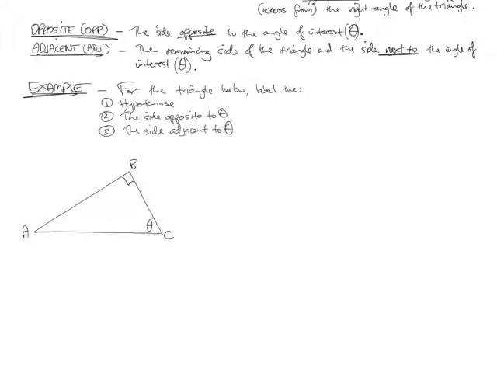Well, this is the right angle, so the side opposite to it is the hypotenuse. The side opposite to theta, well, theta's been given here, so the side opposite to that is across here, so AB is opposite. The side adjacent to theta, well, the hypotenuse has been labelled, so the only remaining side here must be adjacent. Okay, so that is a quick example of labelling right-angled triangles with trigonometry.